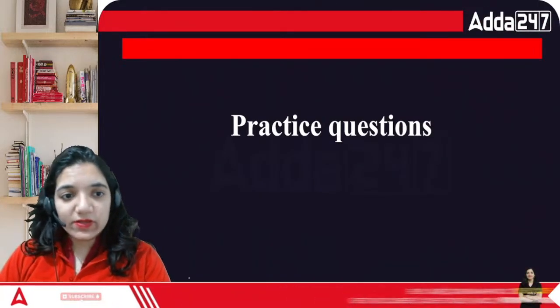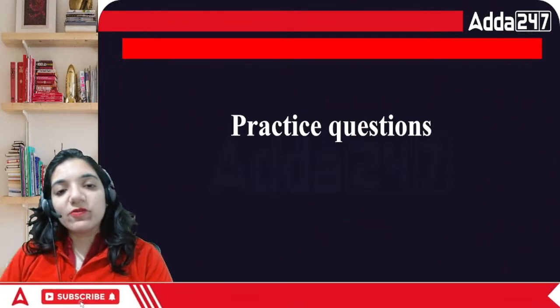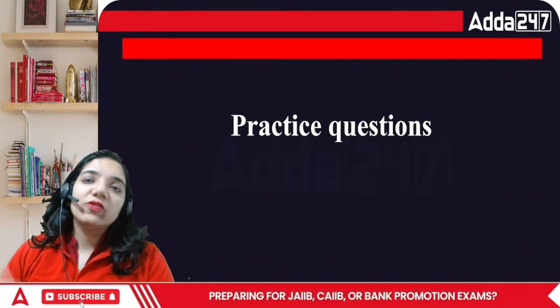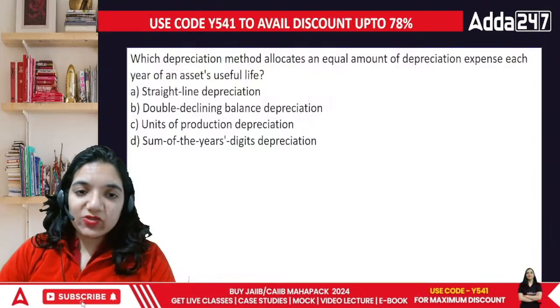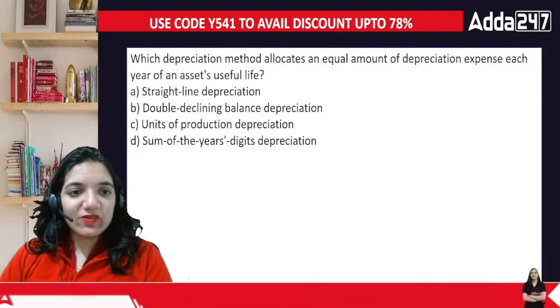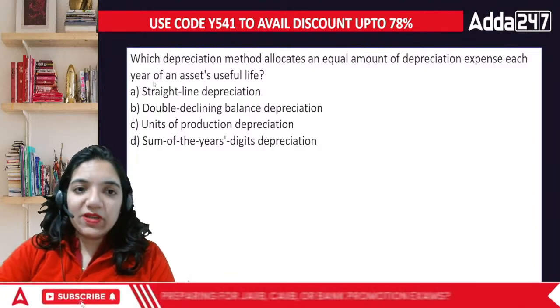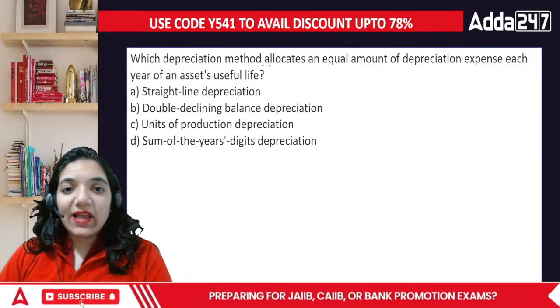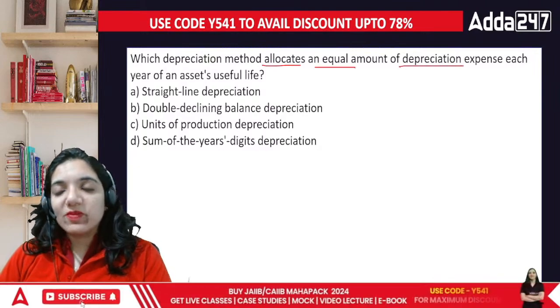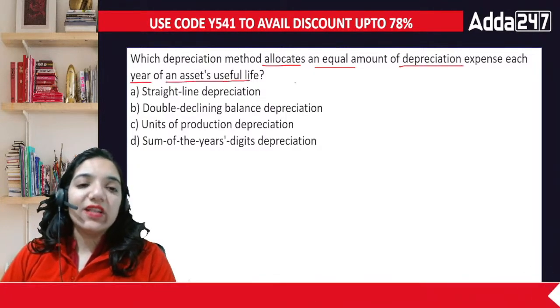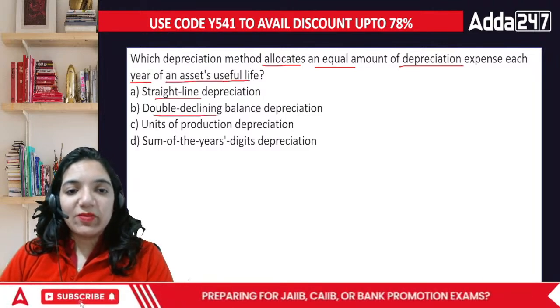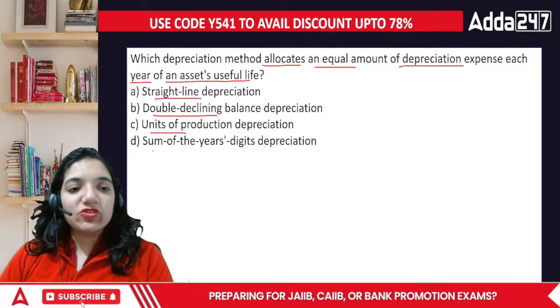Today we are going on with the next level of questions. We have started with the series, which is a mix of multiple questions. So here comes the first question, everyone. Which depreciation method allocates an equal amount of depreciation expense each year of an asset's useful life? SLM, double declining, units of production, or sum of years digit?